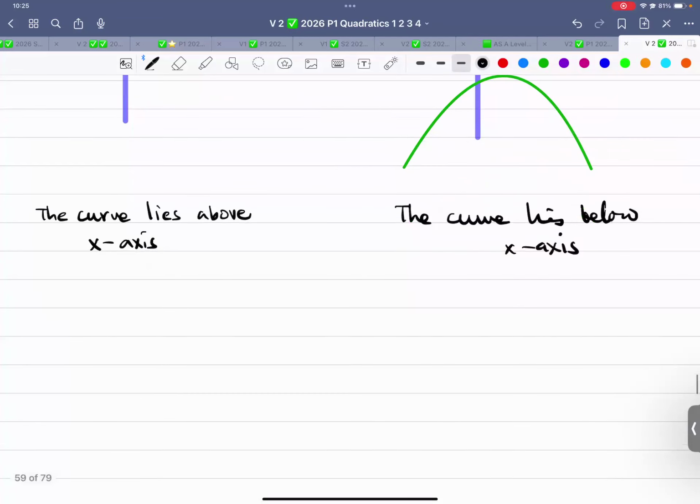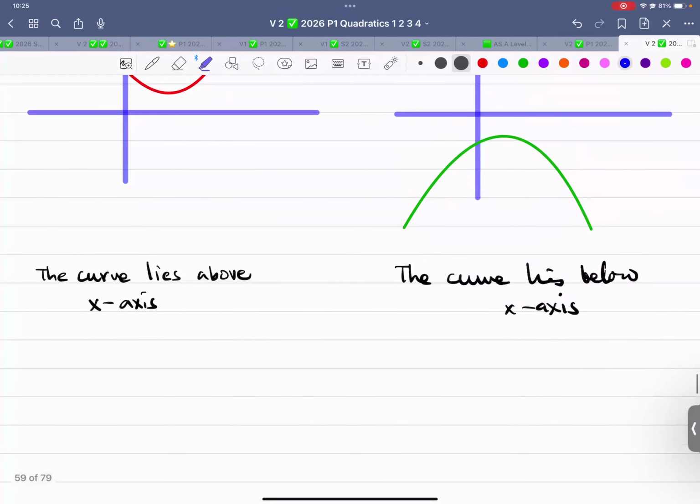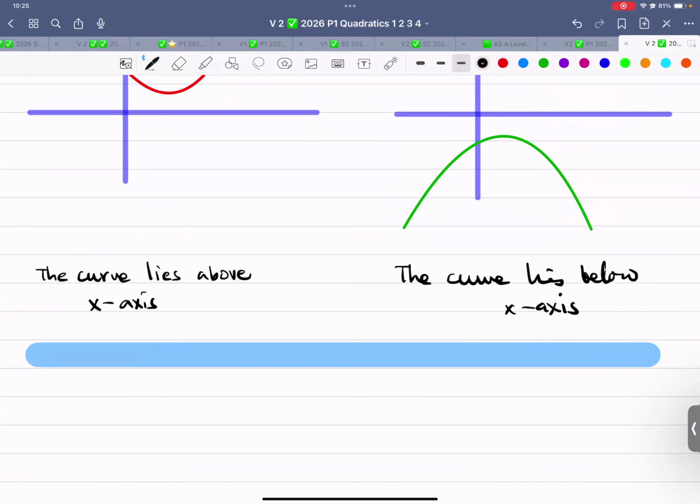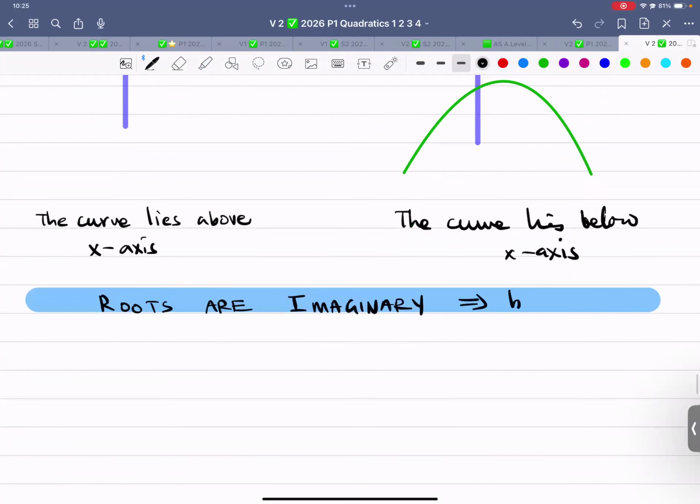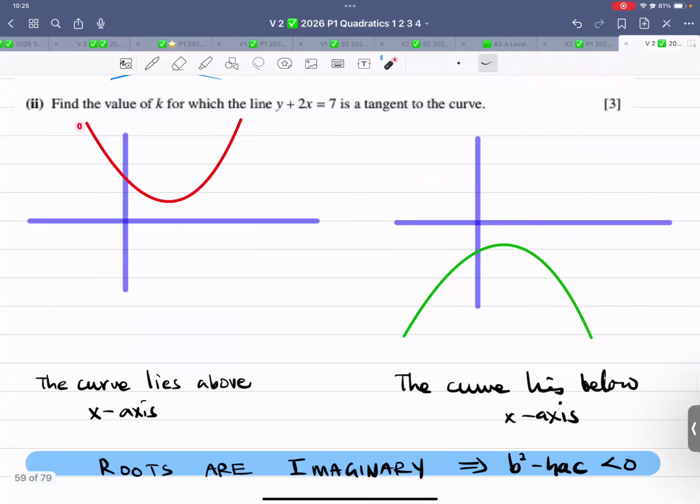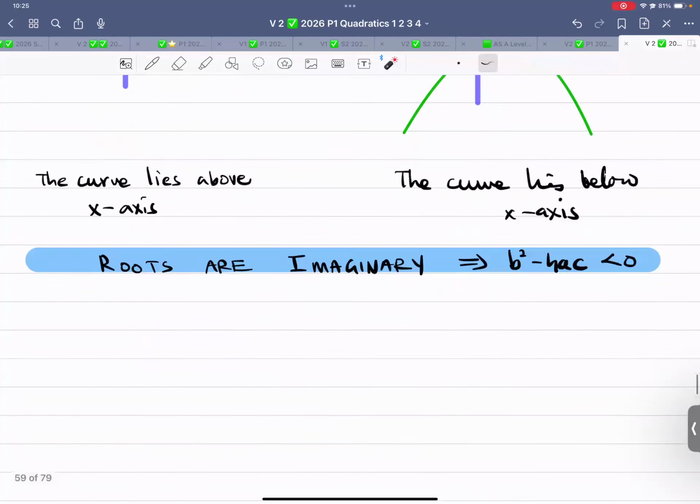Now, my first question is, what is something that is common between the two? The common thing is the roots are imaginary. That means b square minus 4ac is less than 0. Whether it lies above the x-axis or below the x-axis, the roots are imaginary.